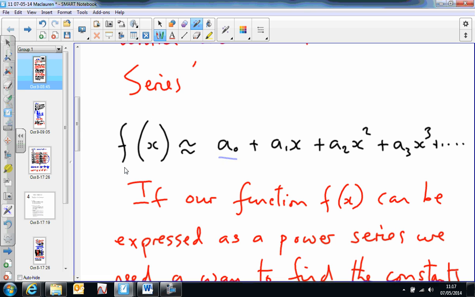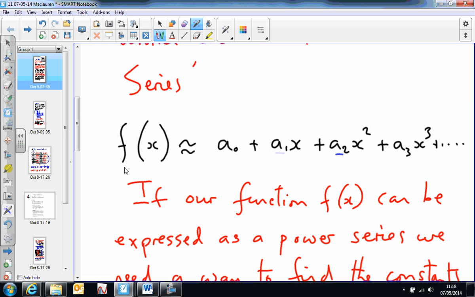I'll be printing these out, so don't worry about scribbling this out. Let me go at a reasonable pace, and then you can have a look at the notes afterwards. Okay? So A0, A1 is a constant, A2 is a constant. So what we're saying is that for many functions, you can rewrite the function as a power series.